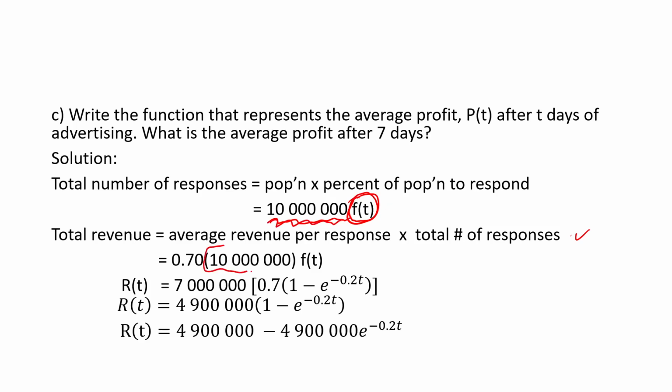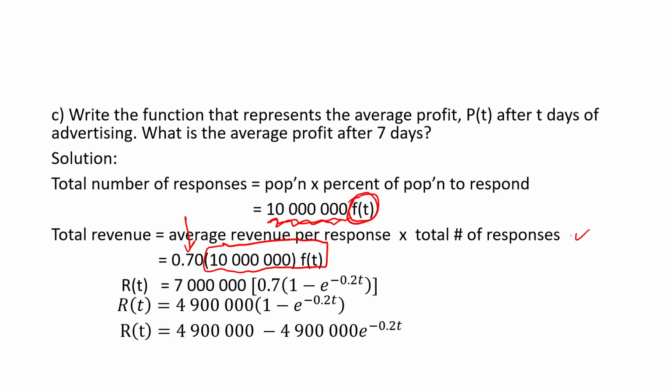And that is represented right here. This 0.70 in front, if you recall, the question told us every time someone responds, the average revenue is 70 cents. So that's what that 0.70 is. So 0.70 times the number of people who've responded, which is 10 million f of t, will give us our revenue.